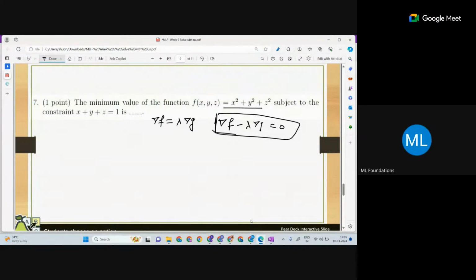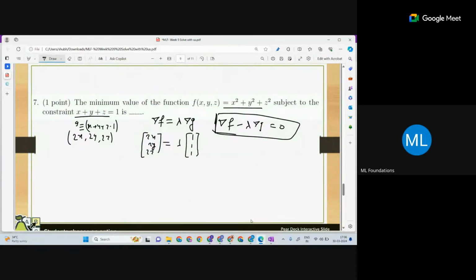So the gradient is going to be 2x, 2y, and 2z. We can write it column-wise or row-wise, in vector form. So let's write it like this: 2x, 2y, 2z, and this is equal to lambda times the gradient of g. If we assume this is g, then g is nothing but x plus y plus z minus 1. And now the gradient of this is going to be 1, 1, 1.